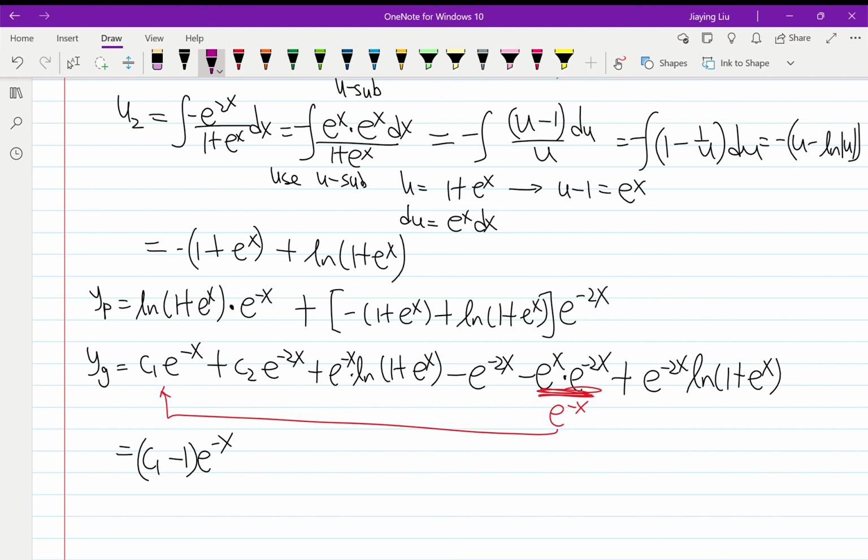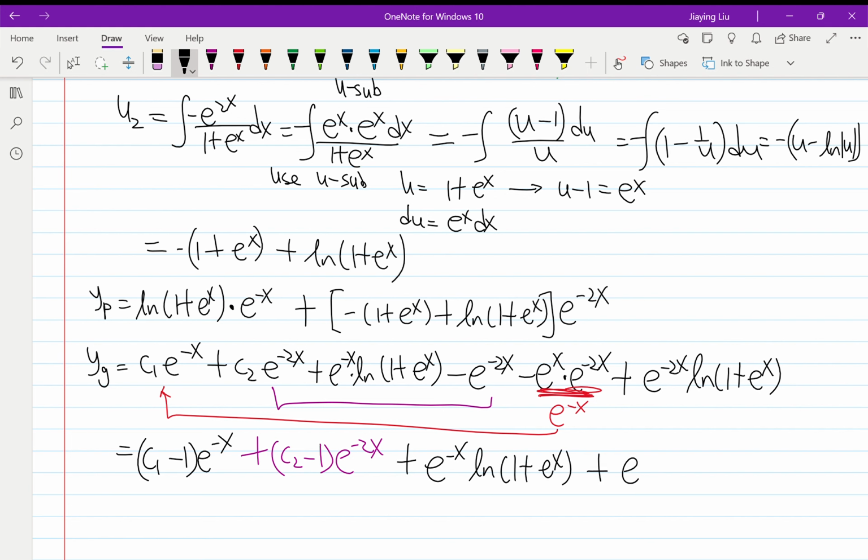Same thing with the negative e to the negative 2x. That's a constant times e to the negative 2x. Here I also have a constant times e to the negative 2x. I can group those two together. So that will give me positive c2 minus 1 e to the negative 2x. And then the two natural logs, I can group them if I want to, or I can leave them. So I'll let you decide what to do with them. So plus e to the negative x natural log 1 plus e to the x plus e to the negative 2x natural log 1 plus e to the x.